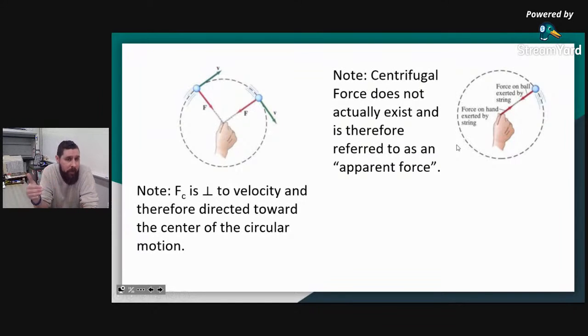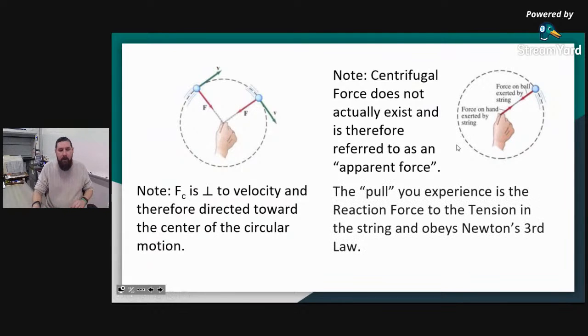So if ever you're working problems in physics and it asks you to explain an outward motion of something in circular motion, please don't ever answer it as being centrifugal force, because that's going to be an incorrect answer. You're going to get it wrong. Okay, you done goofed if you say centrifugal force. Okay? Again, that pull that you're experiencing is simply the reaction force to the tension in the string, and that's what obeys Newton's third law. Okay? So I feel like I've kind of beat that to death.